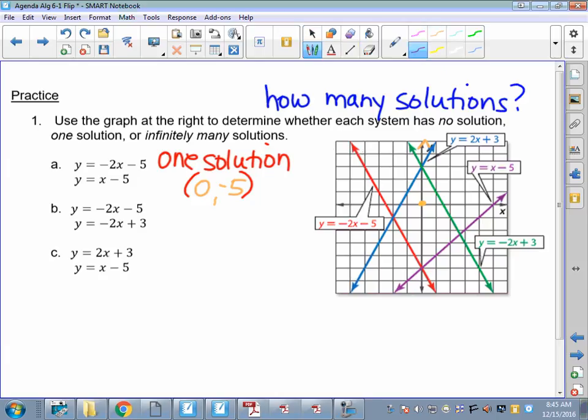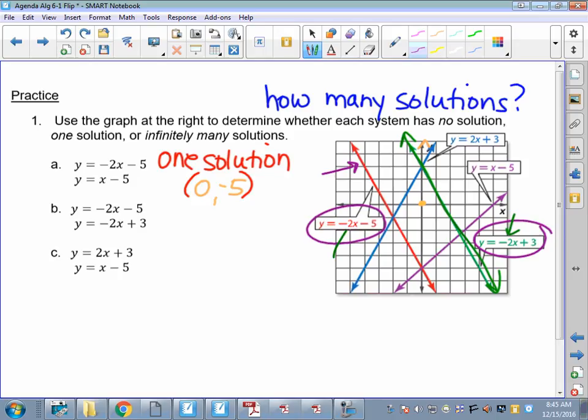So still this red line over here. And y equals negative 2x plus 3. That's this green one over here. What do you notice about these two lines? Do they have one solution, no solution, or infinitely many solutions?